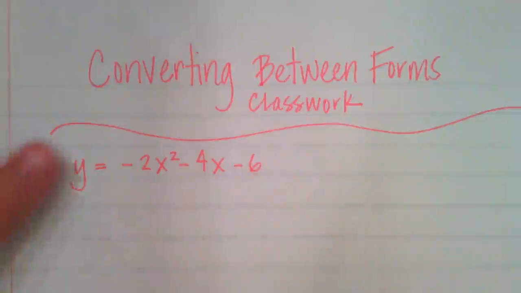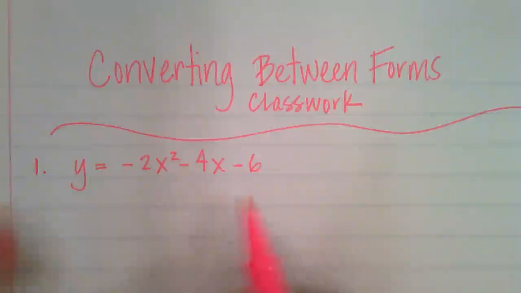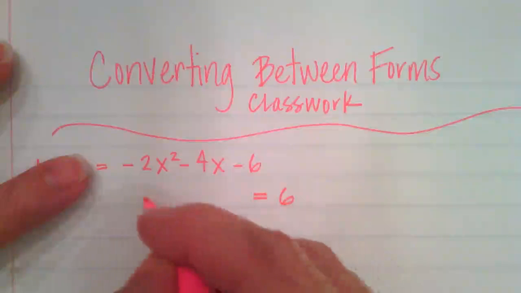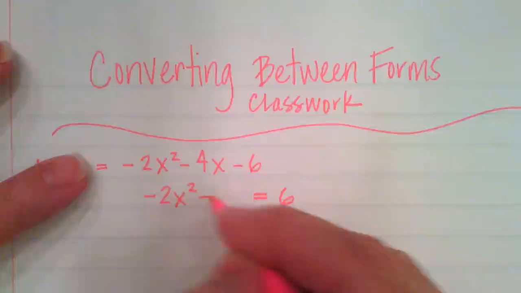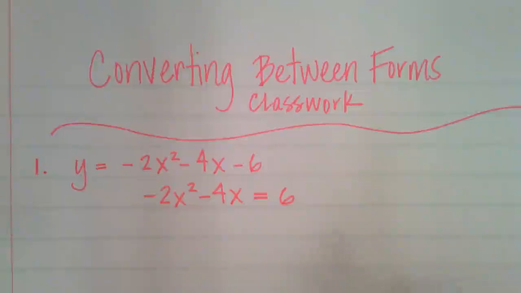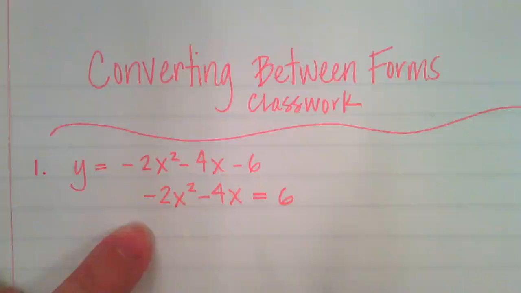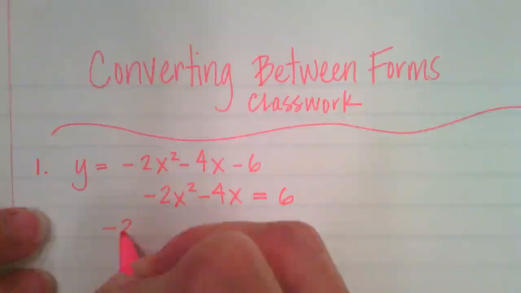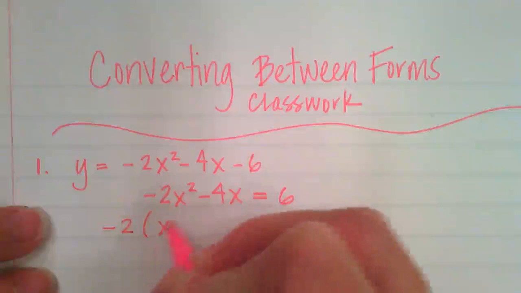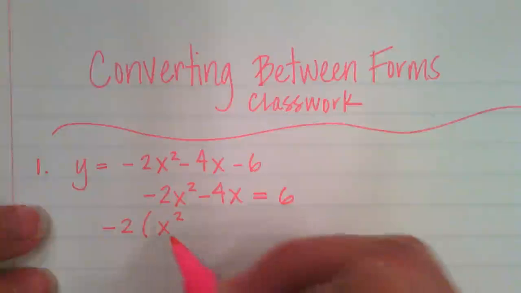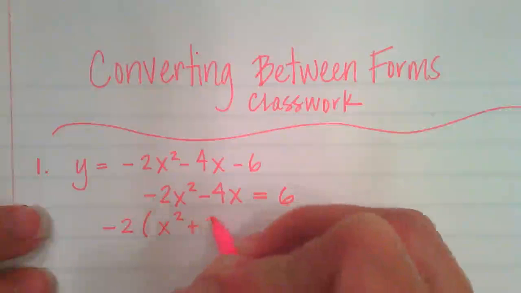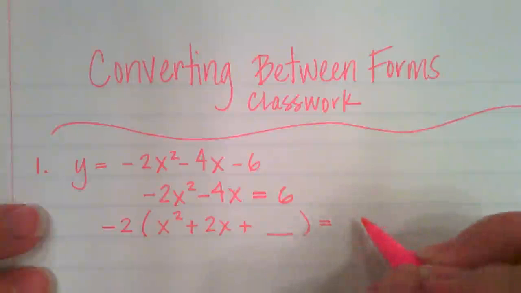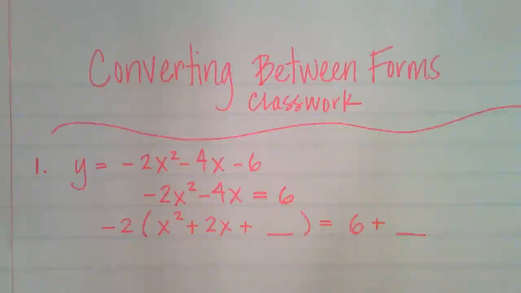So first thing I'm going to do is kind of ignore this y equals right now. So I'm going to move the -6 to the other side, which is going to give me -2x squared minus 4x equals 6. Now I need to do completing the square, but remember, we don't do completing the square with a leading coefficient. So I need to pull out that leading coefficient. And if I take out -2, that's going to leave x squared plus 2x plus our magic number, which we'll do in just a second, equals 6 plus our magic number.